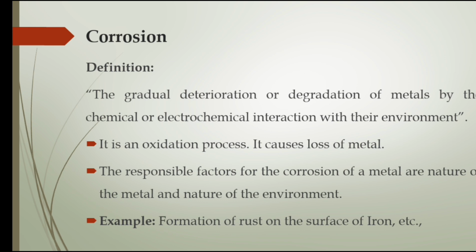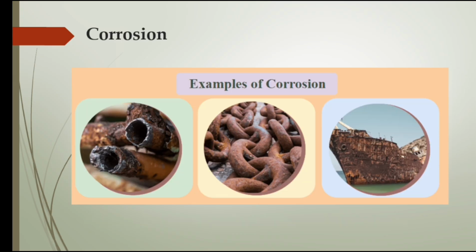The responsible factors for the corrosion of a metal are nature of the metal and the nature of the environment. Example for corrosion is the formation of rust on the surface of iron, etc. These are some examples of corrosion.